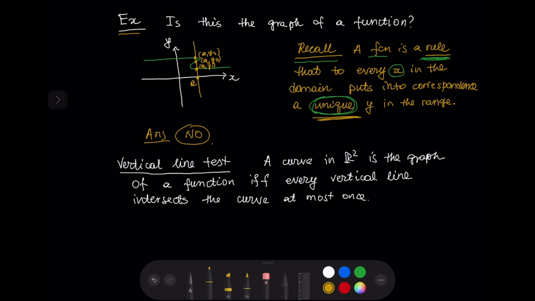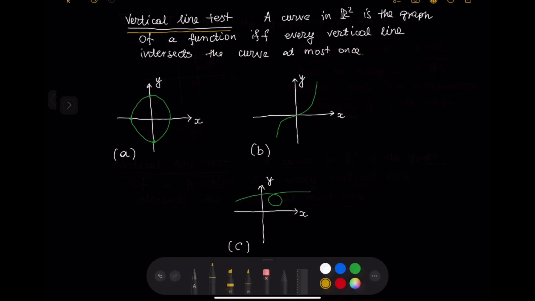This last example gives us an idea to formulate the vertical line test. A curve on the plane R2 is the graph of a function if and only if every vertical line intersects the curve at most once. Let us use this vertical line test to determine if the three curves depicted here, the curves A, B, and C, are functions.